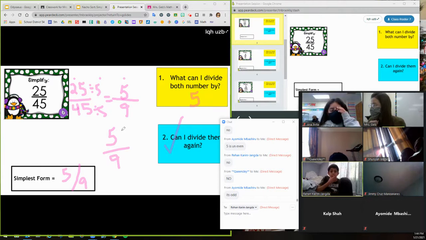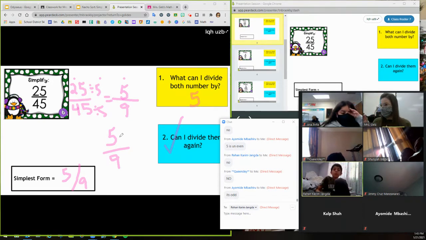So what would you divide the numerator and denominator by? For what? If we want to make it in simplest form, we would divide. We can make it a mixed number too. How would you make it a mixed number? Oh wait, no, we can't now.